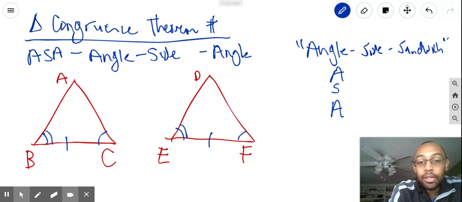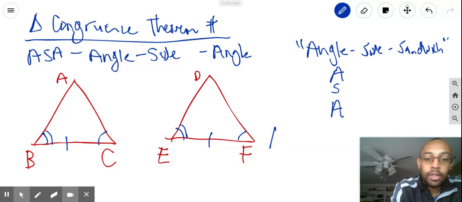Okay, when this happens, going in order from, in this case, right to left, or you could go left to right, it doesn't matter, you notice that it's an angle first, then a side, then another angle. The side is sandwiched between the two angles. So the angles are now the bread, and the side is the meat.